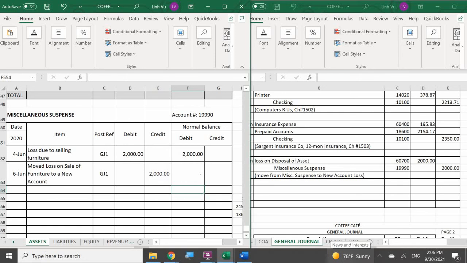And that's it. Now in this case, did we deal with anybody? Did we deal with a vendor, a customer or an employee? No. So in this case, we do not need to use our subsidiary ledger because this is considered an internal transaction.